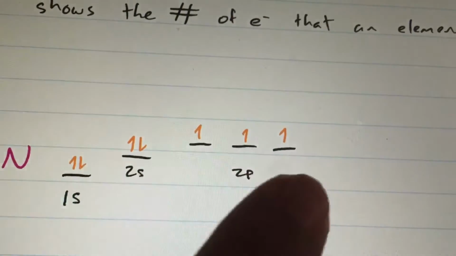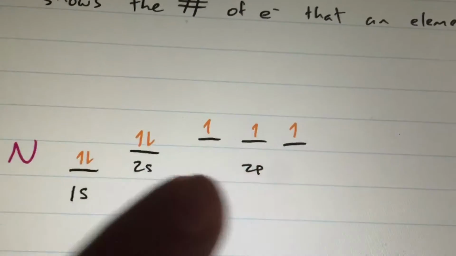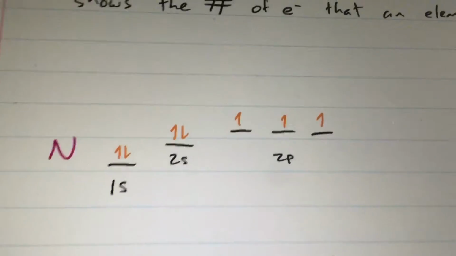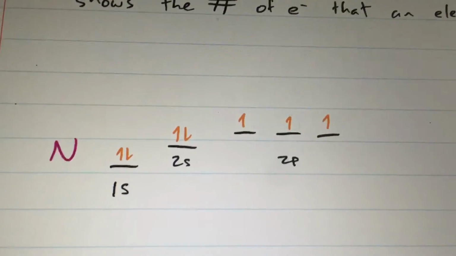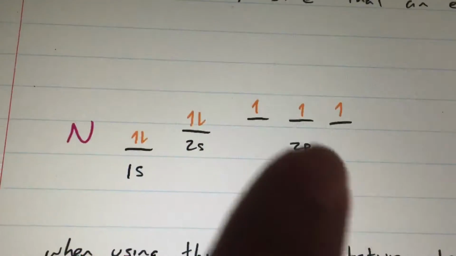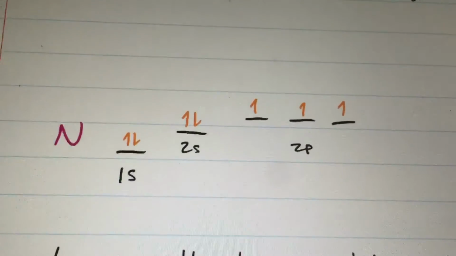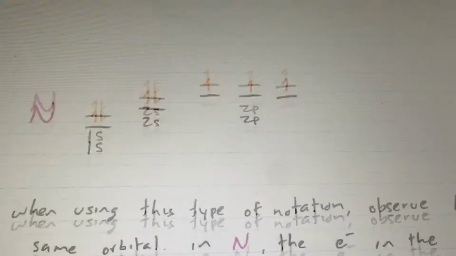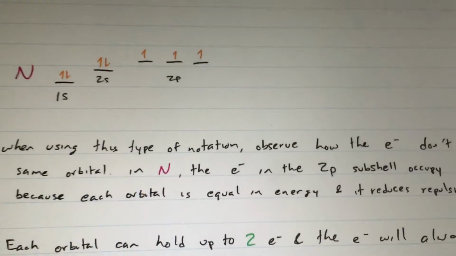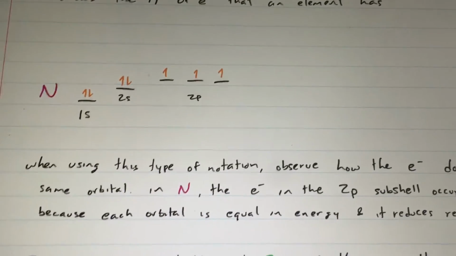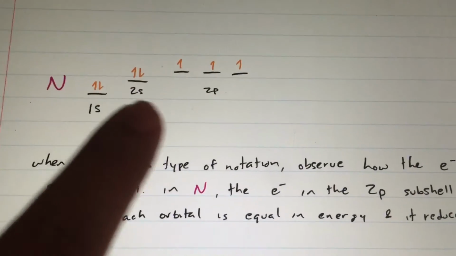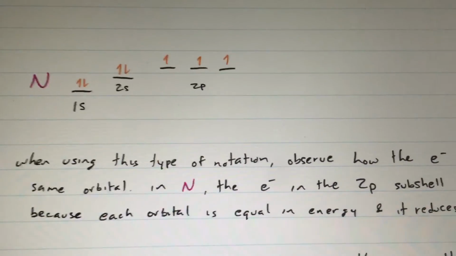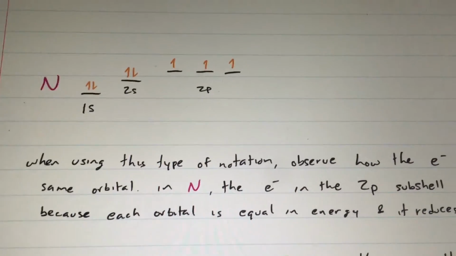we spread these last 3 out because those orbitals have the exact same energy. Electrons love to fill the lowest energy orbitals first, but because these have the exact same energy, they will spread out because it minimizes repulsion. So when using this type of notation, again, observe how not every single orbital has 2 electrons in it. And again, it's because this reduces repulsion.